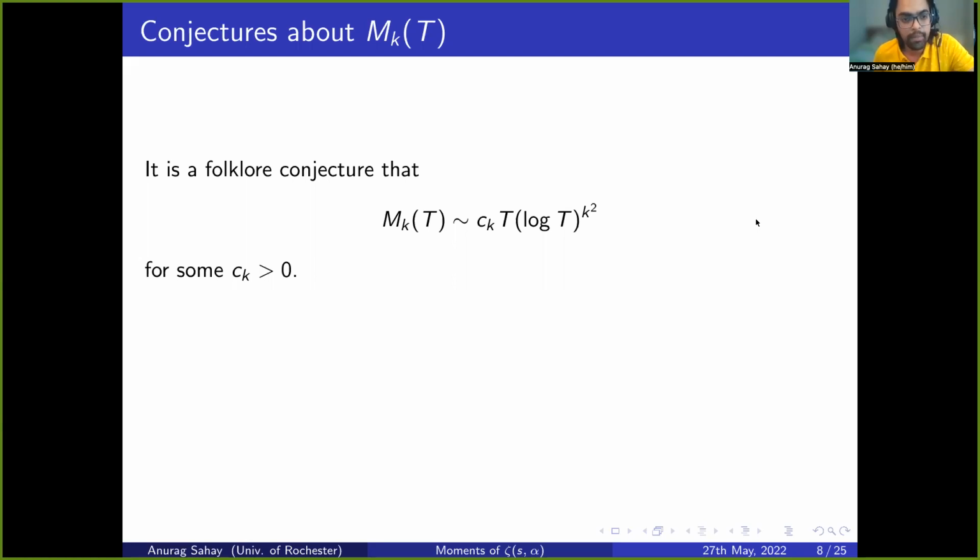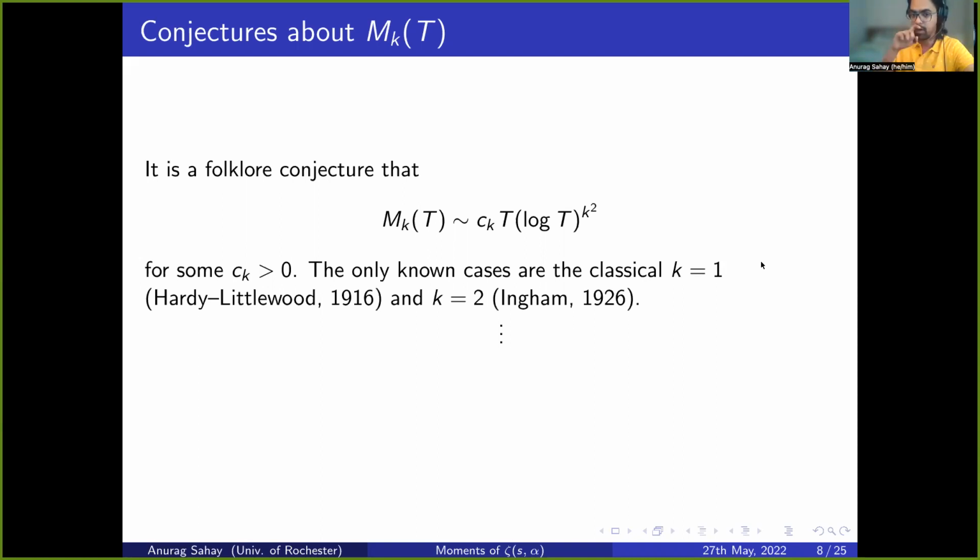Okay, what do we know about M_k(T)? We know quite a lot. It's an old question, a little more than 100 years old, 105 years old, I think. It was first considered by Hardy and Littlewood in 1916. They looked at the classical k equals 1 case, which is the mean square of zeta, and they showed that that's T log T. And Ingham proved the fourth moment of zeta.